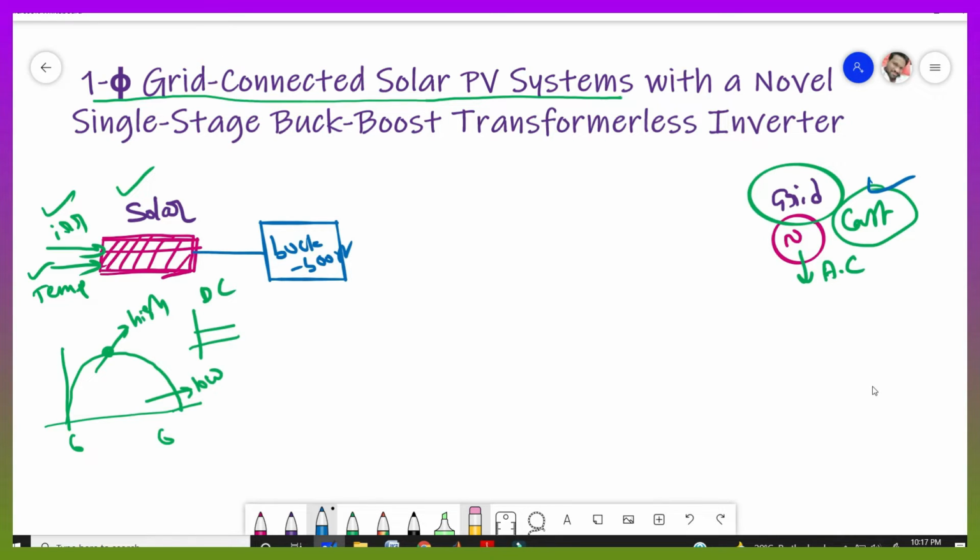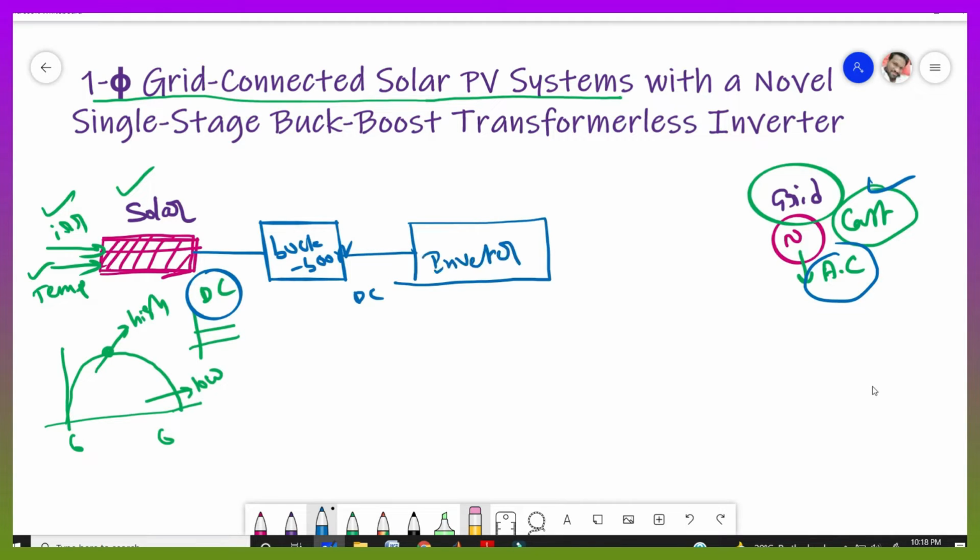But the thing is, from the solar panel you are getting DC. After the buck boost operation also you are getting DC. But this grid wants AC, right? So to convert this DC to AC, we need to connect an inverter. By using this inverter, you can convert this DC to AC. So that is the reason why we need to connect an inverter in solar panel to grid operation. And to give this AC supply to our grid, we are using the transformer. That's it. This is the normal grid to solar connection.